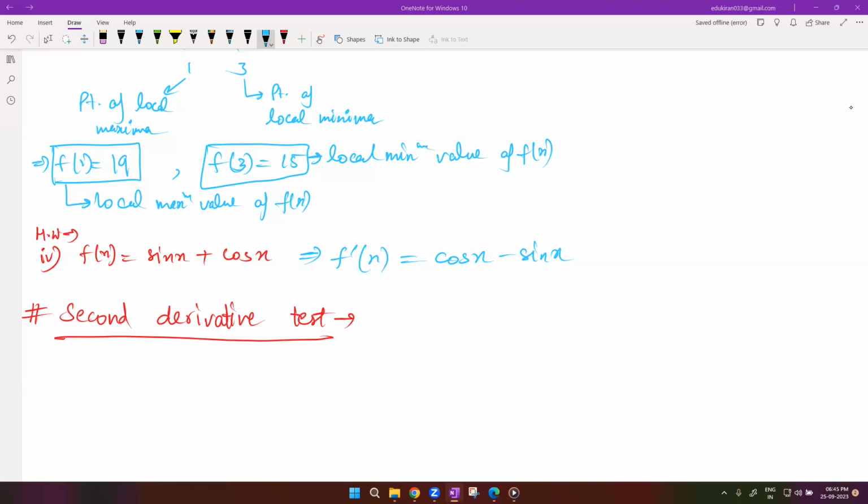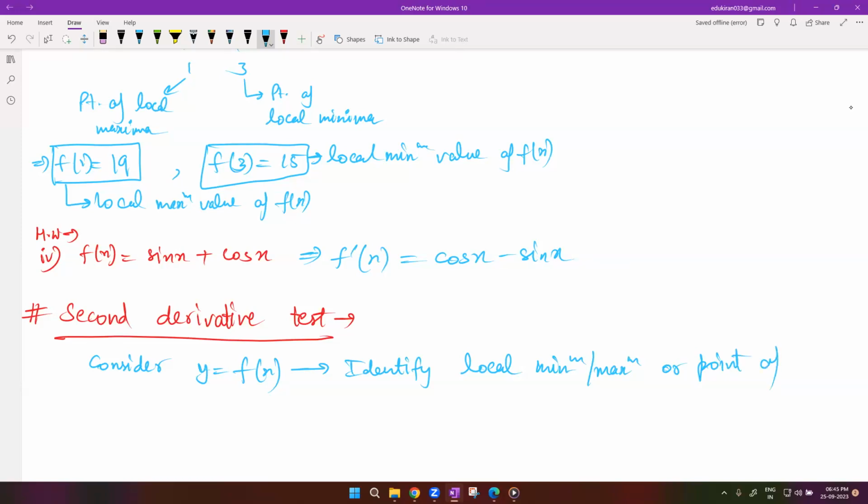Now, what does second derivative test say? Second derivative test says that if you have a function, consider you have this function y equals f(x), right? And I want to identify its local minimum or local maximum or point of inflection. Although I just need local minima and maxima, but I do know that there is another thing, point of inflection, right? And we have already discussed critical points, right? So we are interested in critical points.